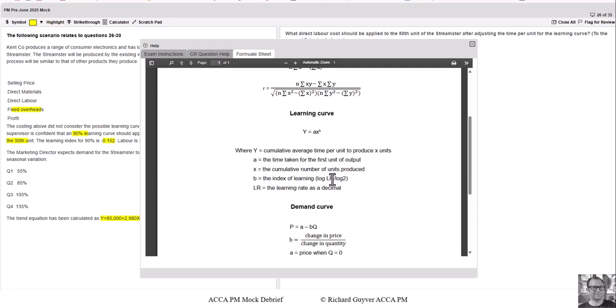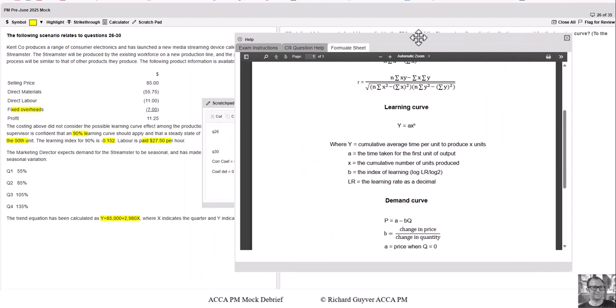X is the cumulative number of units. B is the learning index and LR is the learning rate. We're given both here. We're given the learning rate as 90%, and we're given the learning index, so we don't need to do this calculation.